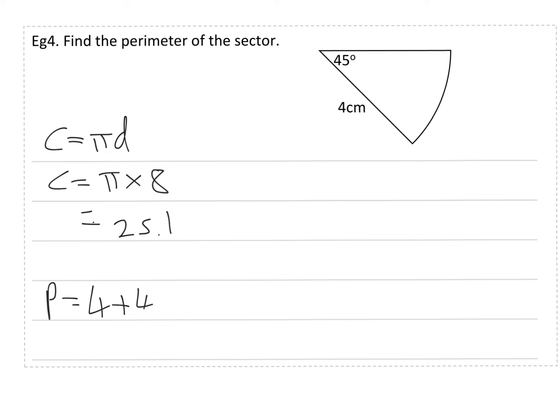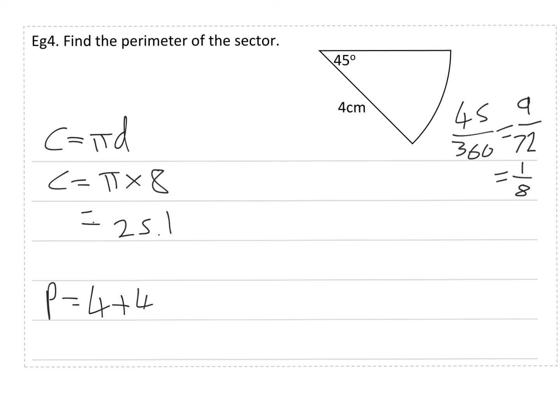Or if you weren't sure, you could write down 45 out of 360. And if you simplify that fraction down, let's just divide through the numbers we know first of all. So if we divide through by 5, we would get 9, and then we would get 72. And then we can divide that through by 9, and that would give us 1 over 8. So 45 degrees is an eighth of a full turn. So we only need an eighth of the full circumference. So if that's the full circumference, we can divide that by 8.